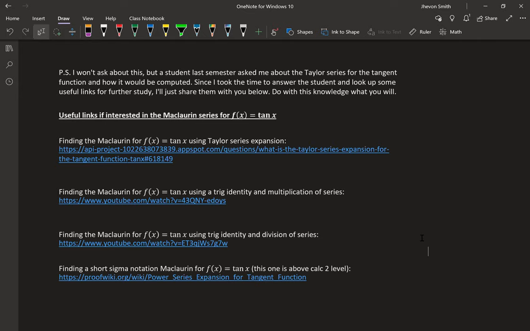Could I divide one series by another? And then technically, yes, you could. The algebra might not be one you'd want to do, though. So I gave several links that showed several different methods to develop the Maclaurin series for tangent.